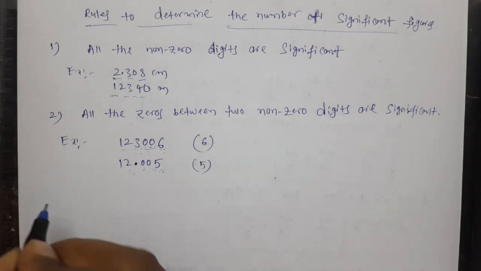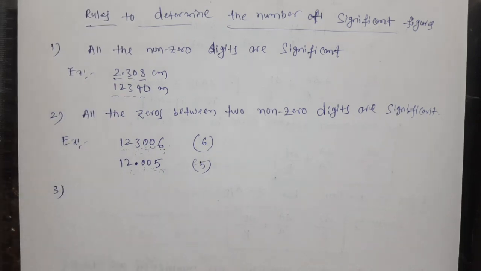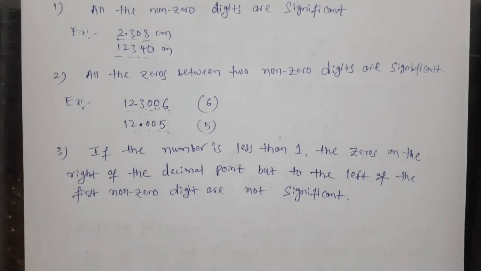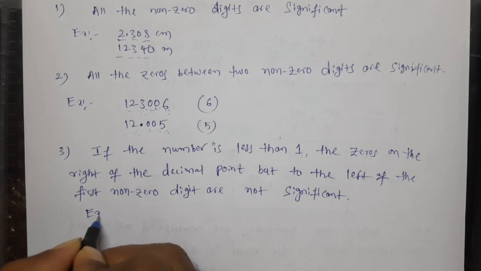And the third rule: if the number is less than 1, the zeros on the right of the decimal point but to the left of the first non-zero digit are not significant. It's a very important rule. Yes, so this is the third rule, a very important rule. Now for this rule, let us take an example.